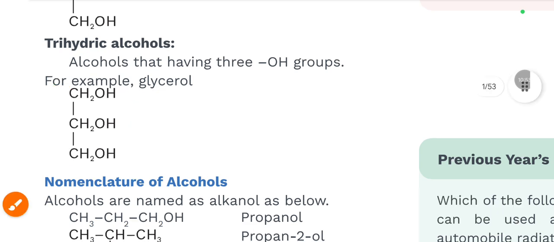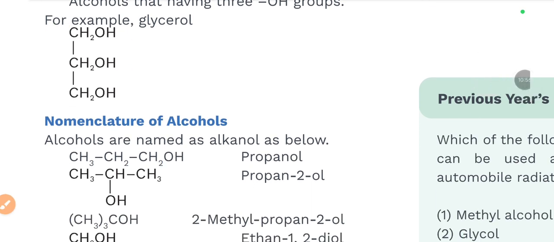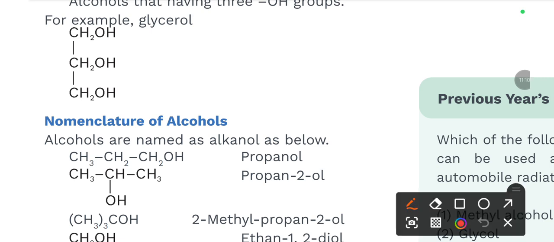Let us come to nomenclature. Nomenclature means naming alcohols. How do we give a name to the alcohol? As we all know, when we are giving a name to any organic compound, we have to find out the longest chain and the position of the functional group. Here, what is the functional group? Functional group is OH. So now let us try to understand nomenclature of the alcohols.